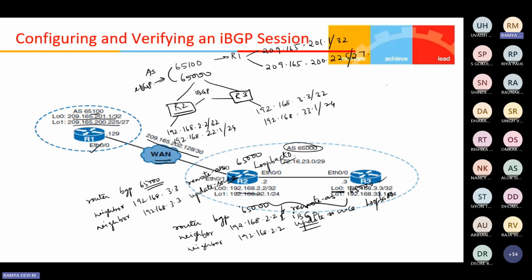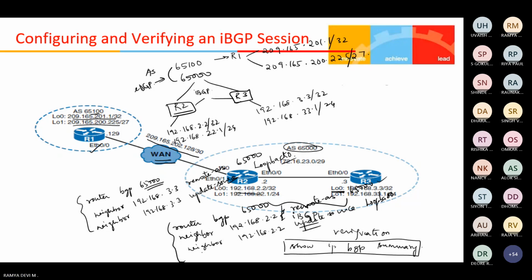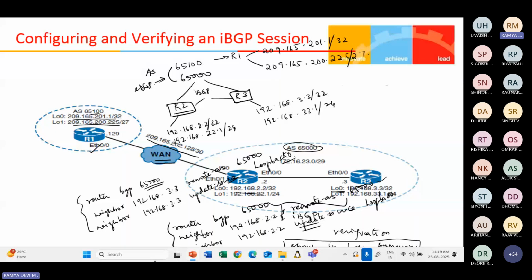So how do we verify that? This can be verified with one command: show ip bgp summary. This is for verification. It shows whether the session is established and how many prefixes are being received. You can even check the detailed session with show ip bgp neighbors, which confirms the session timers, capabilities, policies, everything.